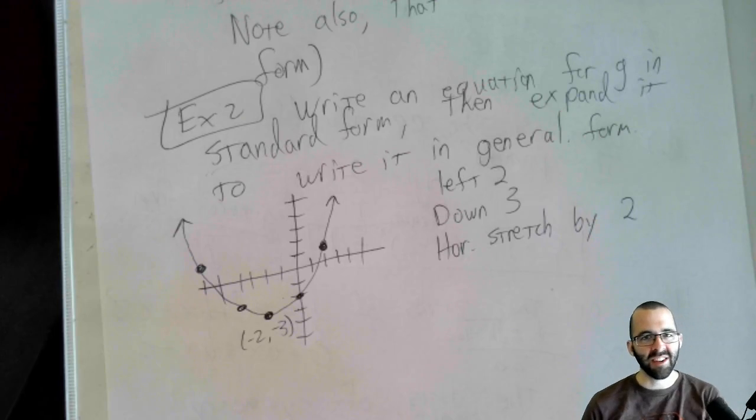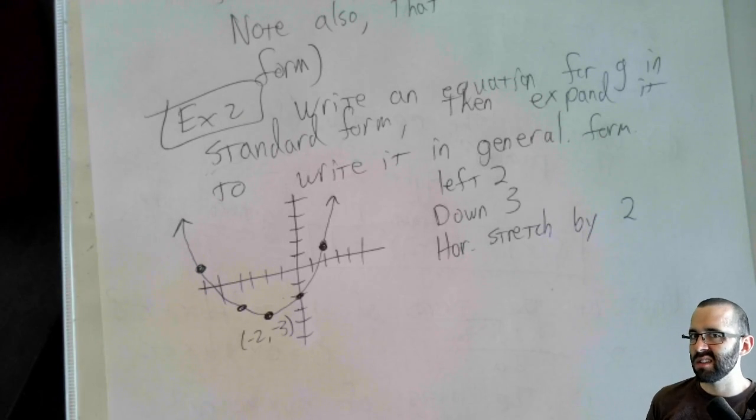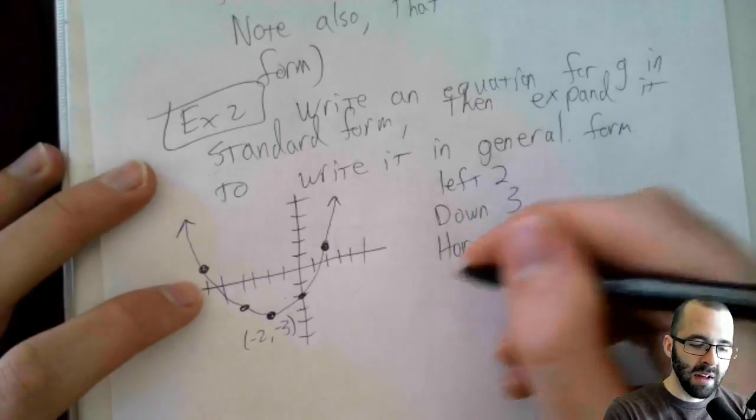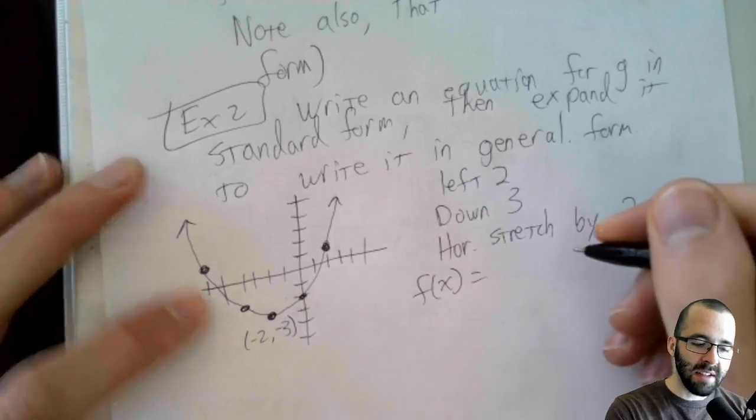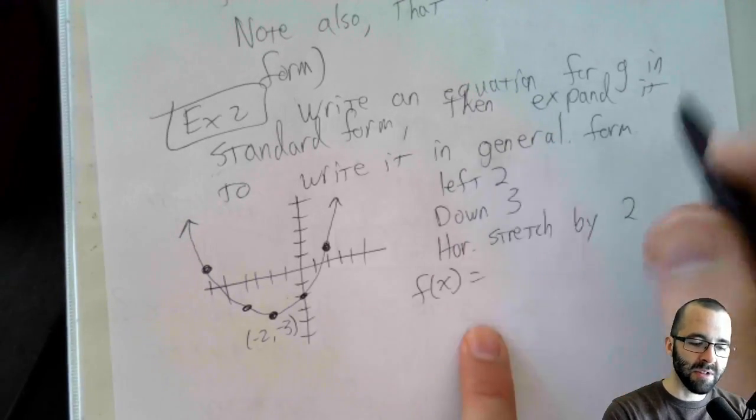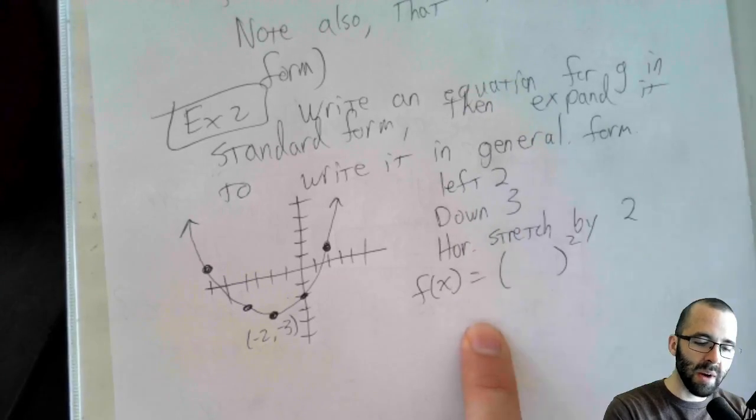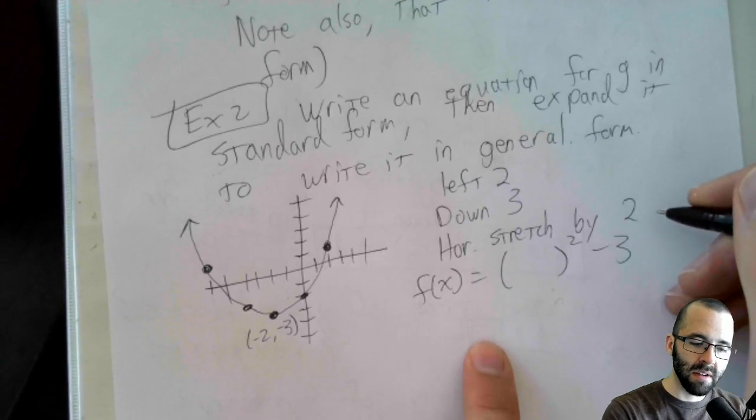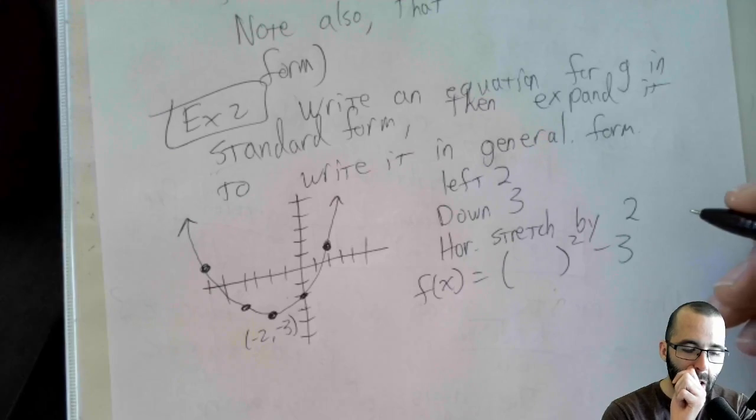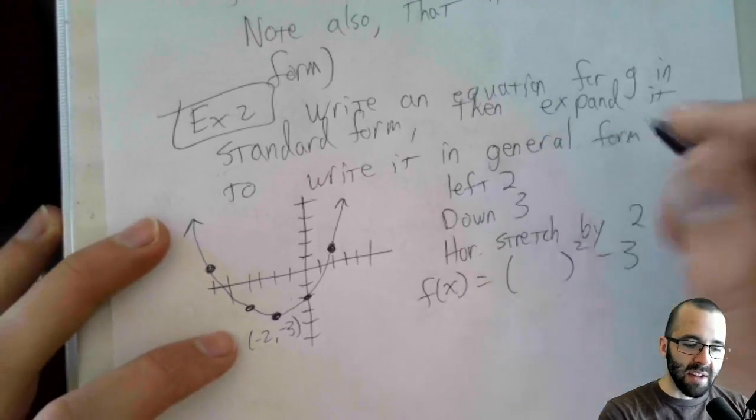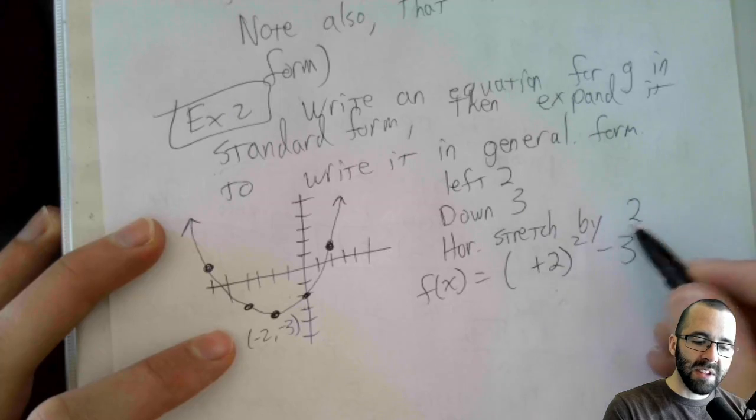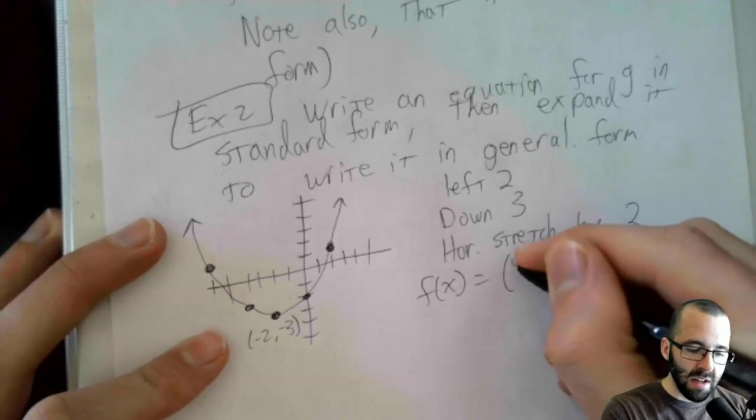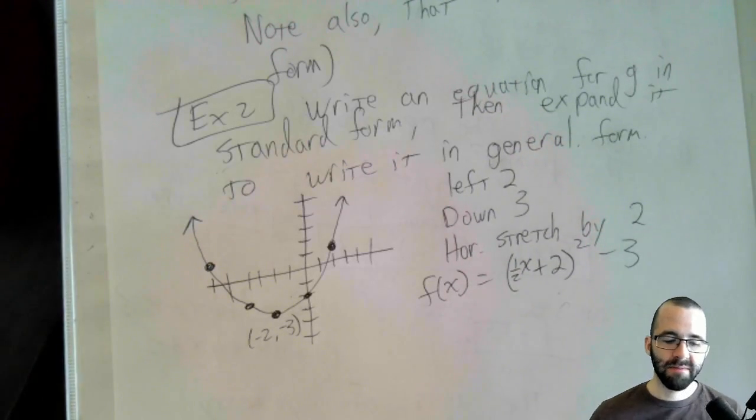And remember, horizontal stretches are kind of backwards from what you might think. This was on your quiz yesterday. So we have to include all of this together. So we get f of x is equal to, there's no vertical stretch, it's going to be something squared, and then down 3. All right. We said it's left 2, so it's going to be a plus 2. And we said a horizontal stretch by 2. Horizontal works kind of the backwards of what you might think. So it's going to be a 1 half x on the inside.